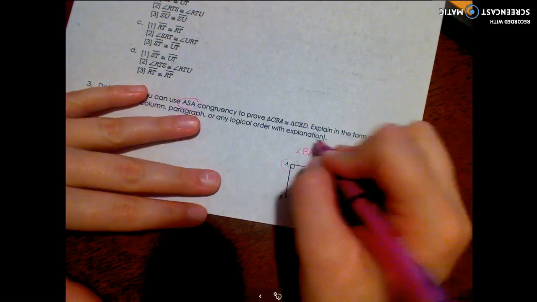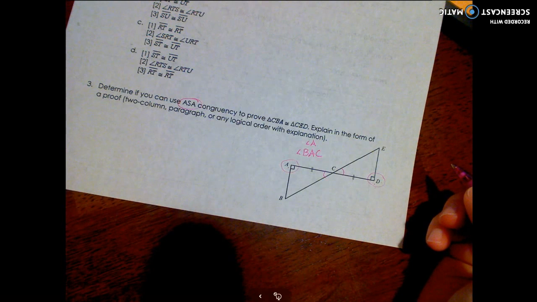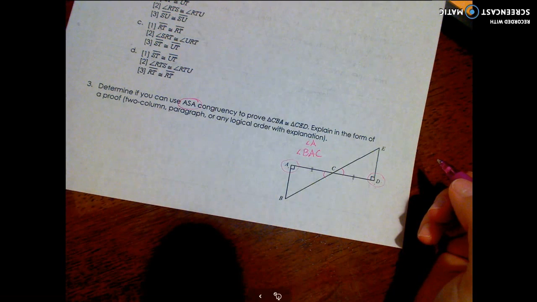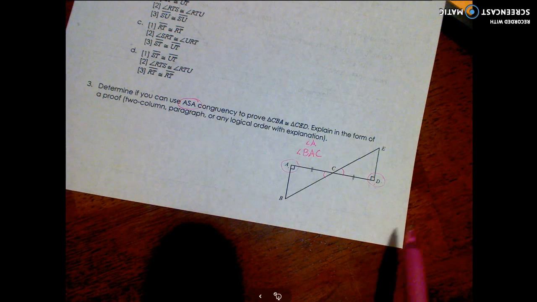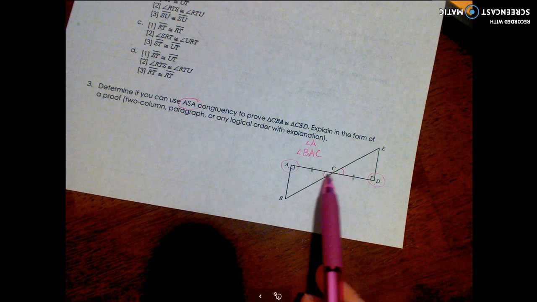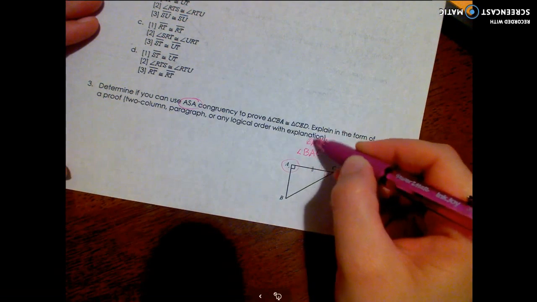A couple people also called this angle A, which in this case actually is not wrong, but just get in the habit of using 3 letters to label your angles because you'll get confused when you get right here. You can't call this angle C because you don't know which one you're talking about. So you do have to get specific with that one.